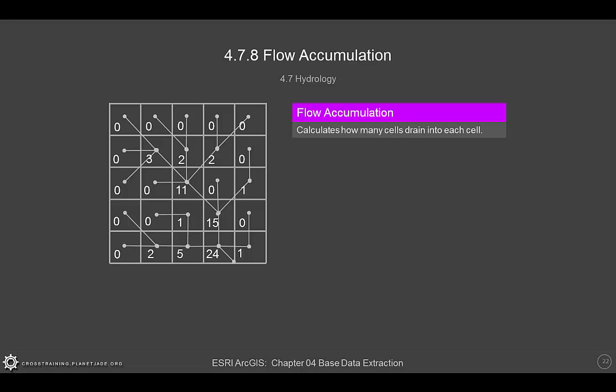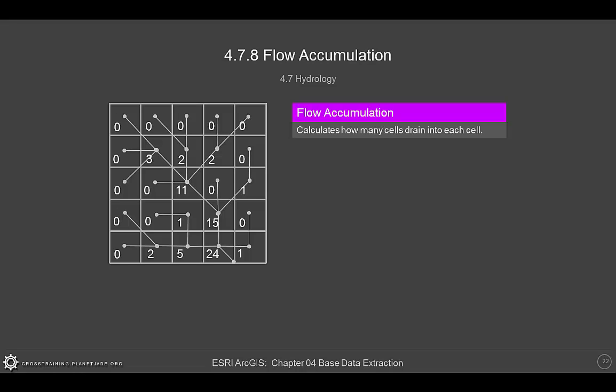So if we look at the very top left where it says 0, we can see that no other cells go into that cell. But if we look at the cell that's diagonal to that, to the lower right of that upper left cell, it has the value of 3. And we can see that there are 3 cells that drain into that cell value.